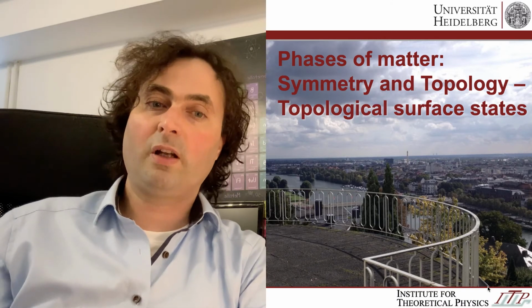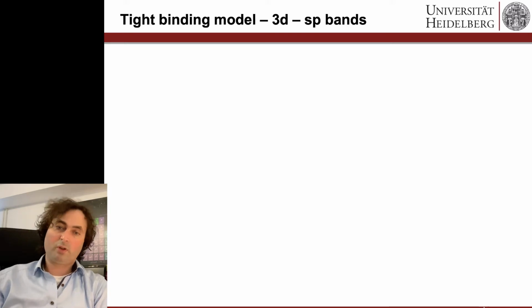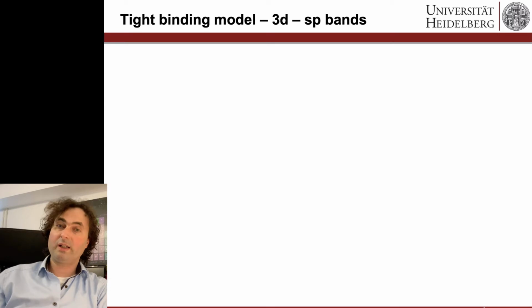So you can make deformations at the surface, you can put disorder at the surface. Somewhere in there must be a metallic state. So let's see now by an example how this happens. First I will make a simple example where I'll take a tight binding model which is three-dimensional, and I put an s and a p band on a cubic lattice.